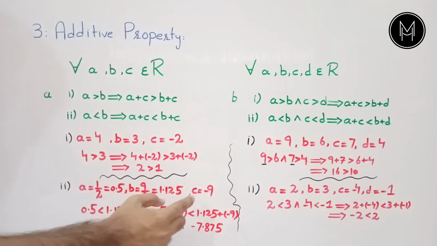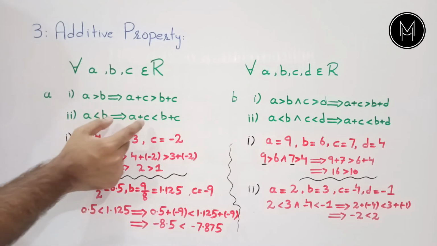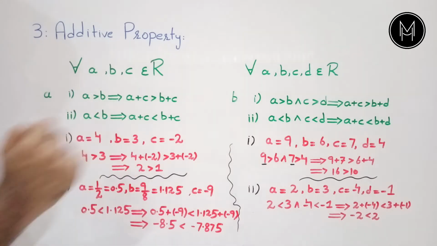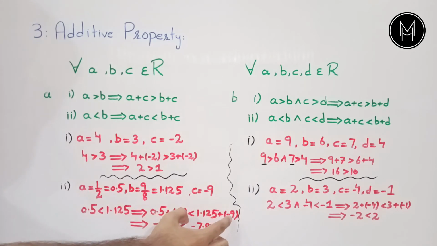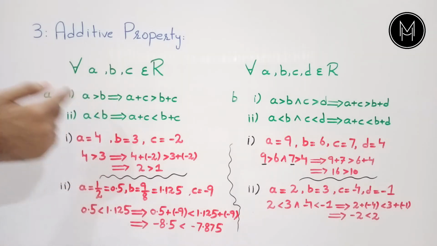Now we add a common number C on both sides of inequality to check whether this condition is correct or not for real numbers. So after the addition of C, that is equal to minus 9, on both sides of inequality, we will have minus 8.5 and minus 7.875. We know minus 8.5 is less than minus 7.875. So this means this condition is also true for real numbers.